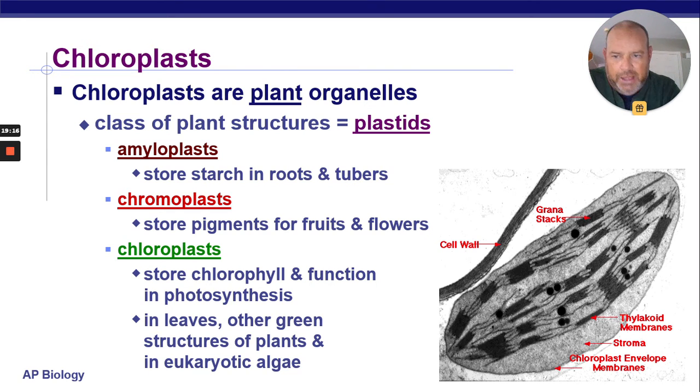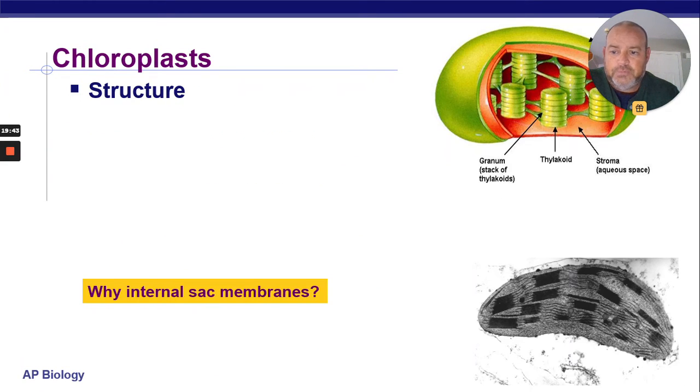There are amyloplasts, which store starch in roots and tubers, kind of like potatoes. You have chromoplasts that store pigments or colors. You have the chloroplast, obviously, which is going to store chlorophyll. That's the molecule inside the chloroplast where a lot of reactions take place, and it's also the pigment in there that gives them their green color. And we'll get to some of these parts over here in a different picture.